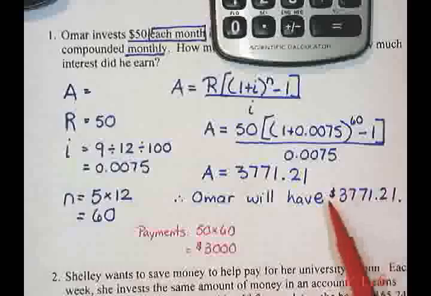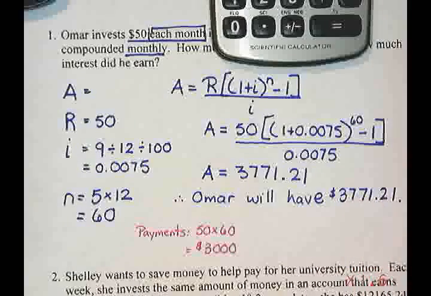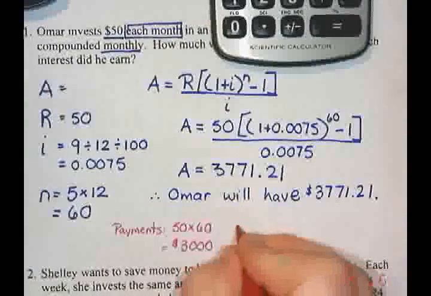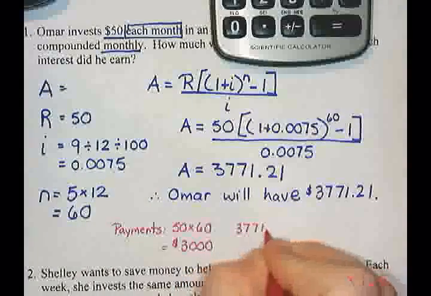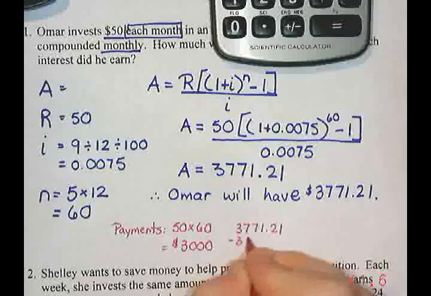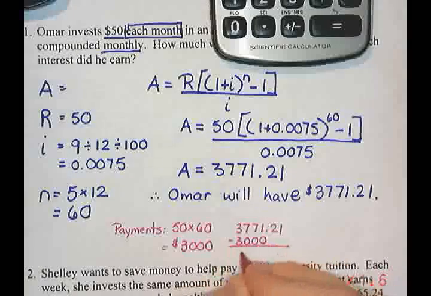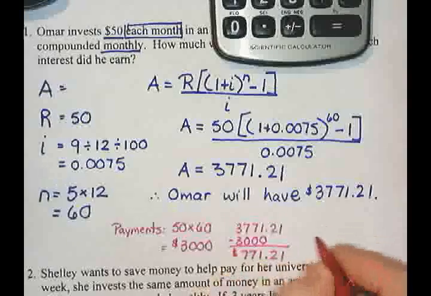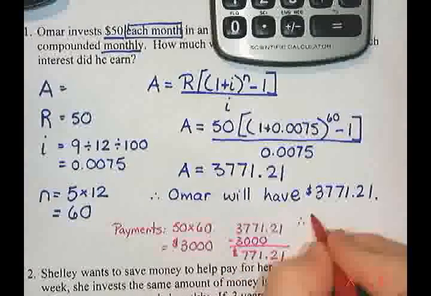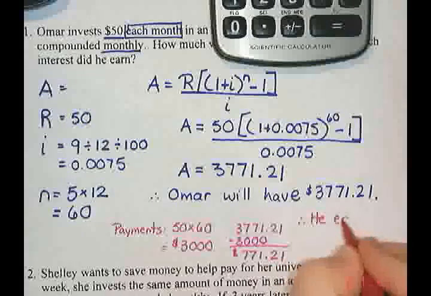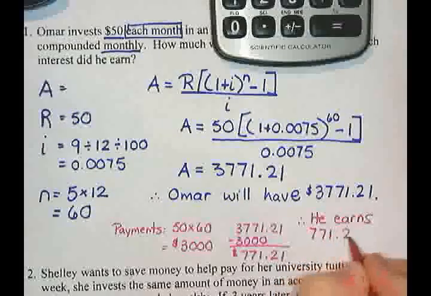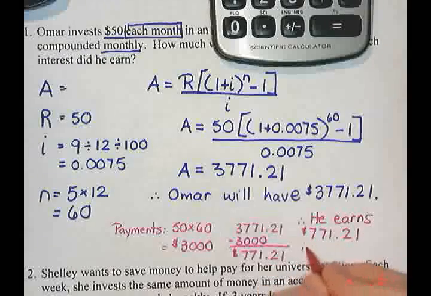Now, if he ended up with $3,771.21, that tells me that if I subtract those, I get that he had $771.21 in interest. So therefore, he earns $771.21 in interest.